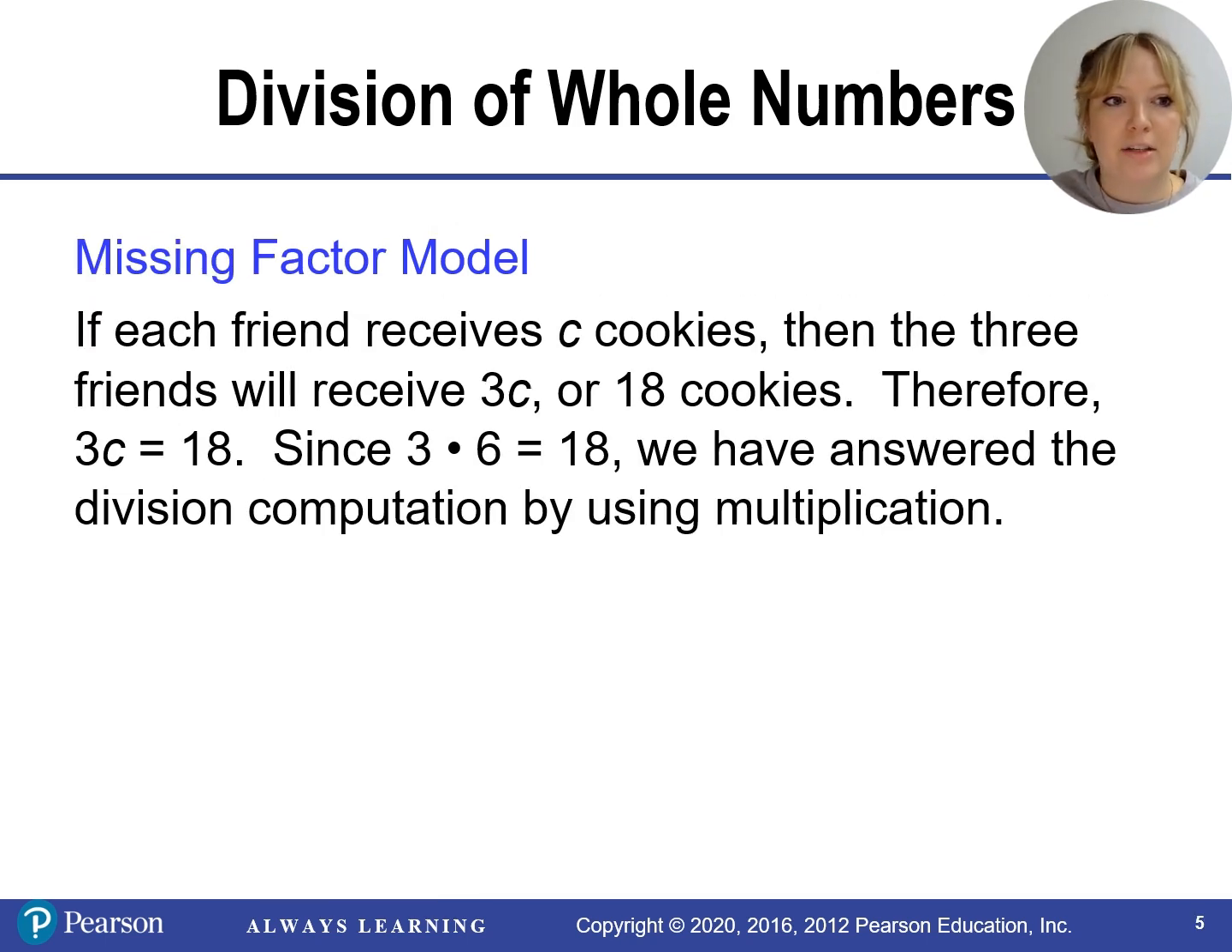With the missing factor model, again, if each friend receives C cookies, then the 3 friends will receive 3C or 18 cookies total. Therefore, 3C equals 18. So we would look for, in this case, the factor that multiplied with 3 gives us a total of 18. So we could think about this using multiplication instead.